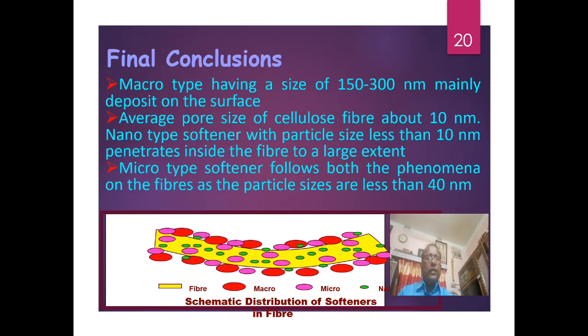This has been shown schematically in a diagram. The fiber is in yellow color. Macro softeners, red color, mostly remain on the surface. Pink color micro particles penetrate partially into the fiber, and nano, green color particles, mostly penetrate into the fiber with little deposit on the surface.